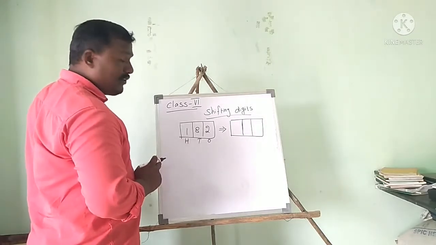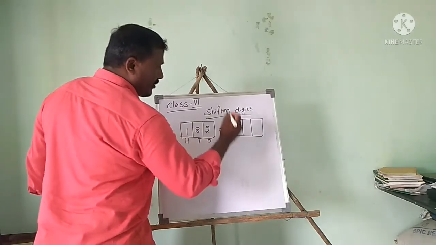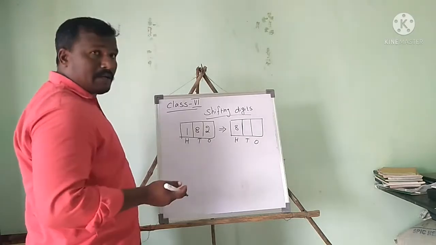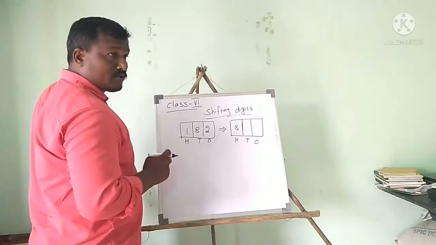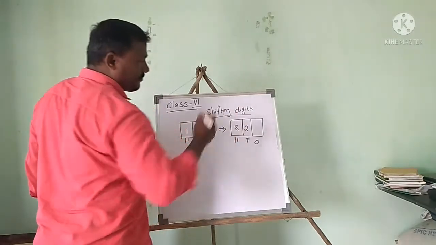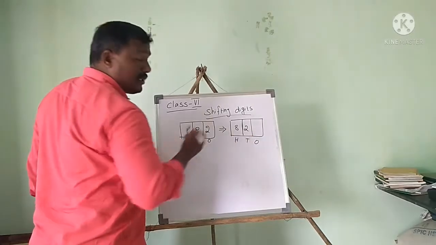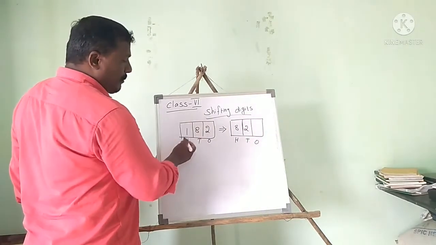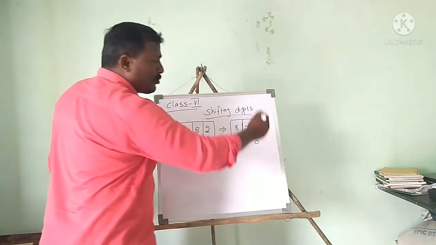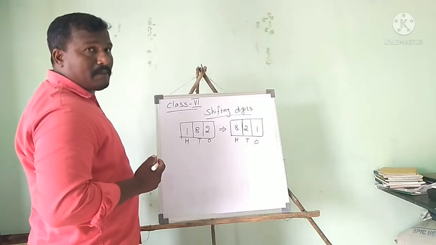Tens place. Now I will shift the digit into the hundreds place. So 8 is in the hundreds place. Then another small number, you know very well, 2. I will shift the ones place 2 into the tens place. It was already in the ones place, and now it will shift into the tens place. Then another small number, 1, it was in the hundreds place, but now I will shift it into the ones place. So 821 is the largest number.